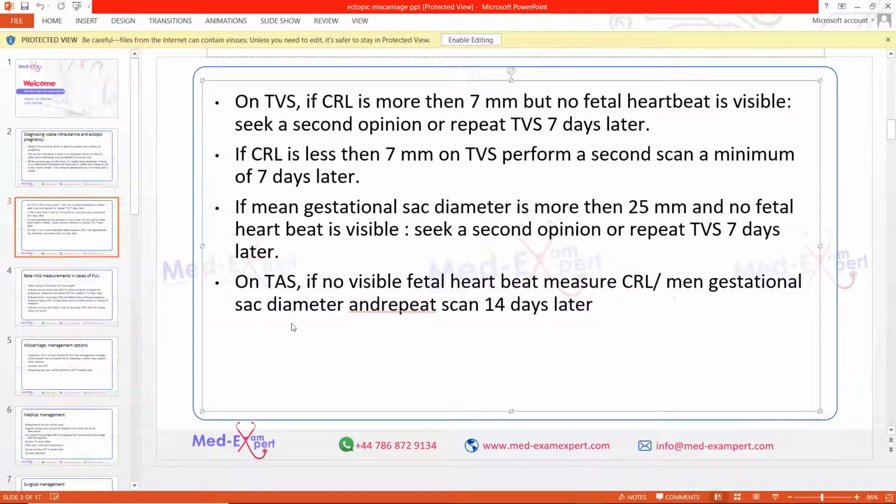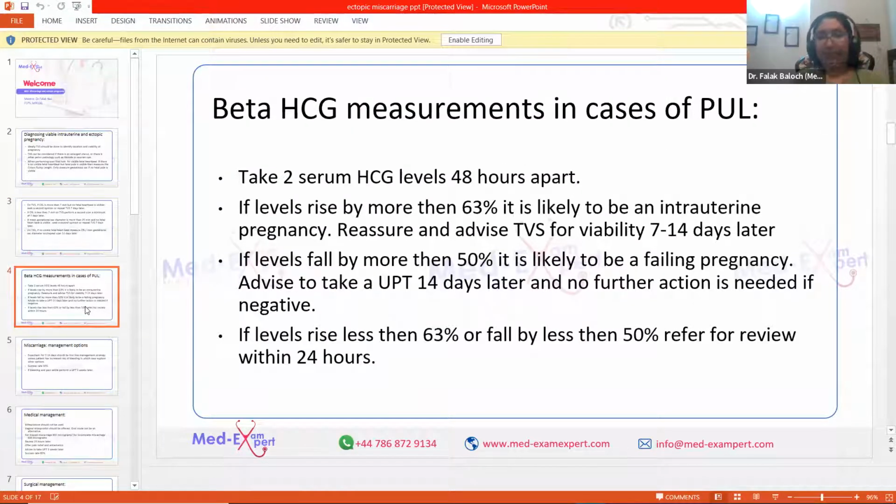Okay, moving forward, coming to pregnancy of unknown location, would anybody like to tell me what pregnancy of unknown location could be? Basically, pregnancy of unknown location is when the beta HCG is positive, but there is no visible gestational sac, intrauterine or extrauterine. In such cases, we measure the beta HCG levels, two levels 48 hours apart, and we are expected to see a rise or a fall, which will help us make a management plan for the patient.